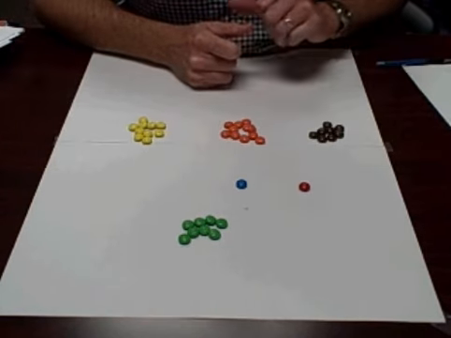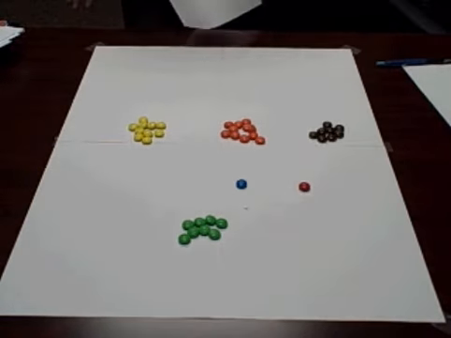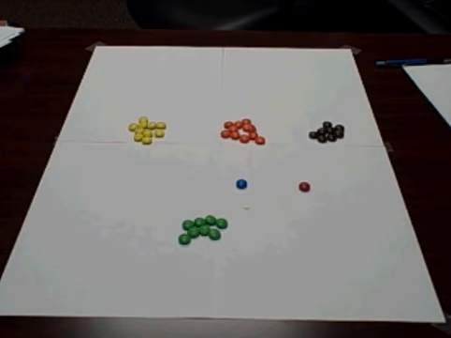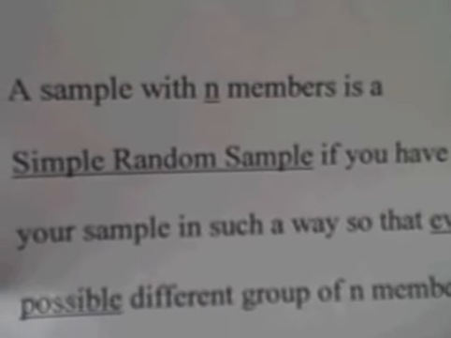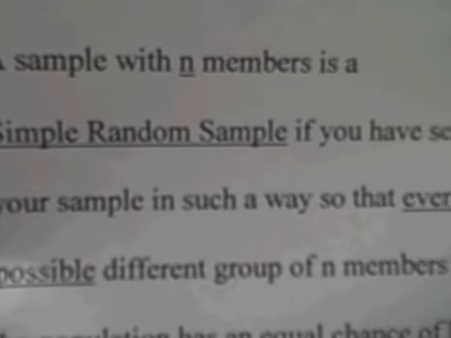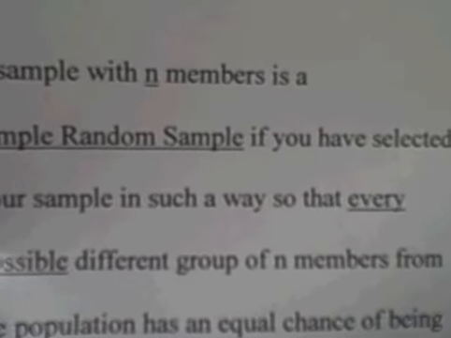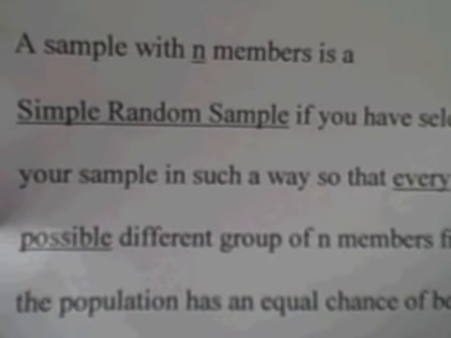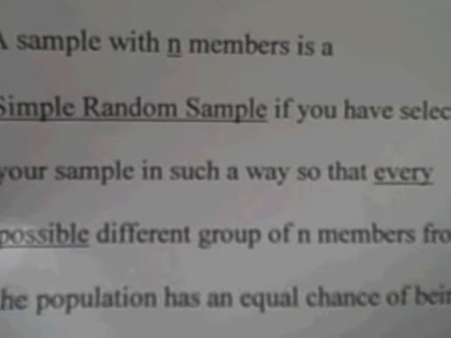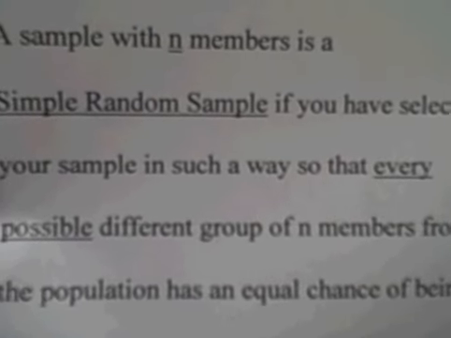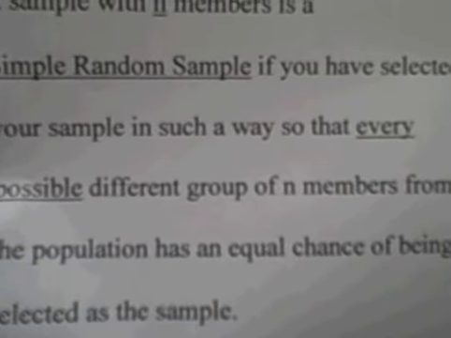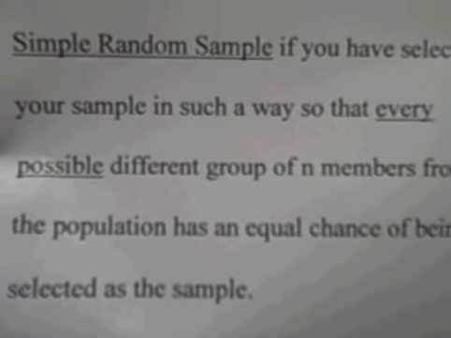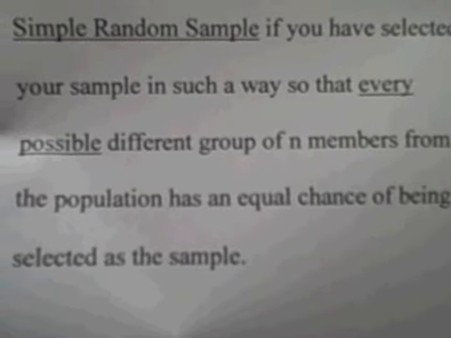To be a simple random sample, let me hold this up. Read this. A sample with n members will be a simple random sample if you have selected your sample in such a way so that every possible different group of n members from your population has an equal chance of being selected as the sample.